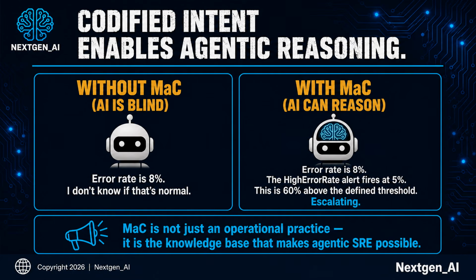Why are we emphasizing monitoring as code in a curriculum focused on agentic AI? Because AI agents cannot interact with web interfaces. An AI agent cannot click through the Splunk UI to adjust an alert threshold. AI agents interact with systems through APIs and text files. If your observability posture is locked behind a proprietary UI, your AI agent is blind and paralyzed.